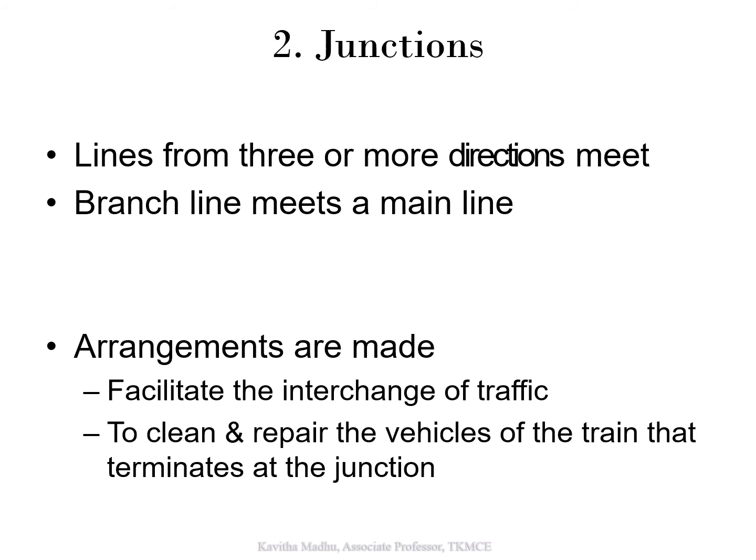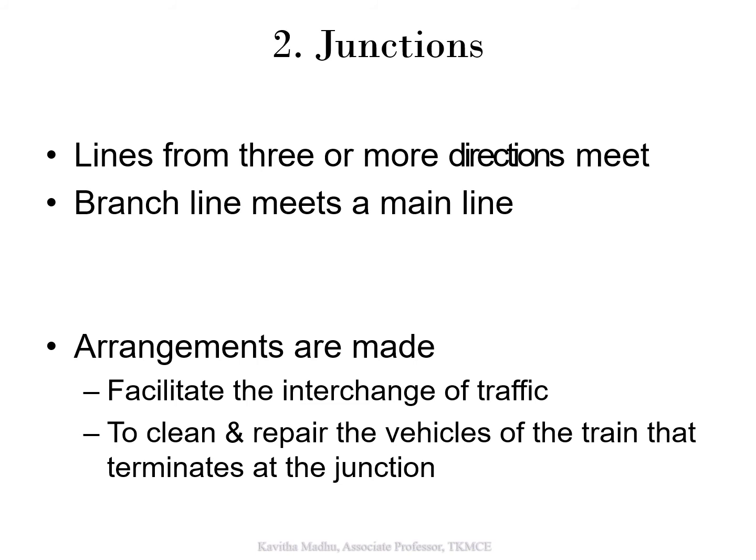The next classification is junctions. Junction stations are usually provided when lines from three or more directions meet. For example, if we consider Kollam, Kollam is considered to be a junction. It's called Kollam Junction. The trains coming from the Trivandrum side can come there, and the trains from Ernakulam, Kottayam or Alappuzha side can also be managed there, and the trains coming from the Punalur side are also coming and finally stopping at Kollam junction. So it's terminating at Kollam junction.